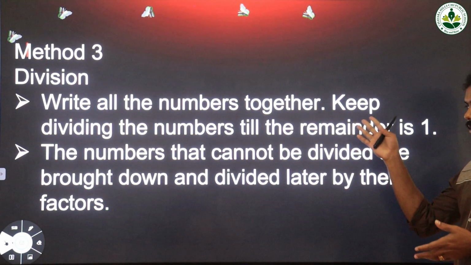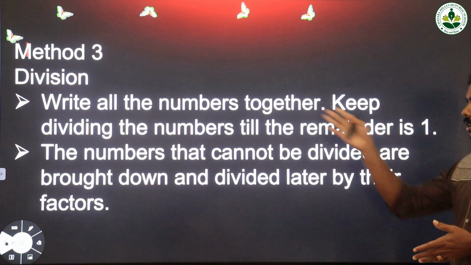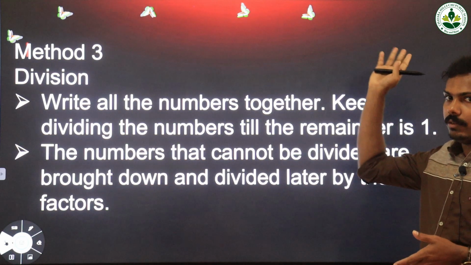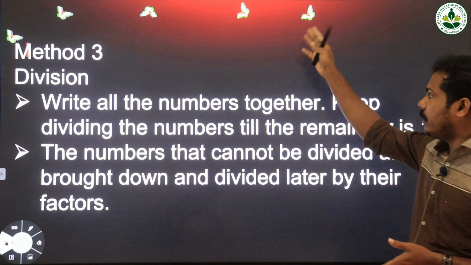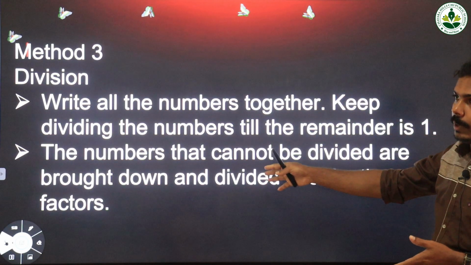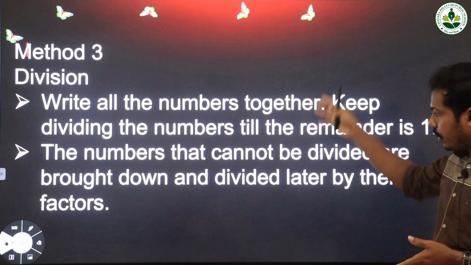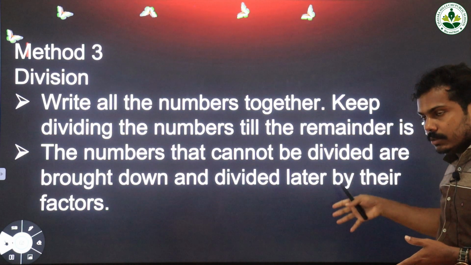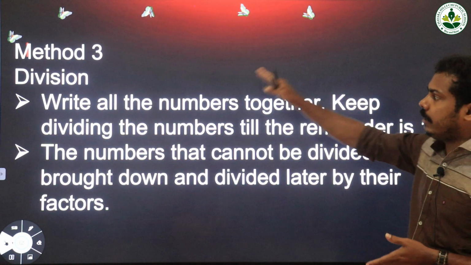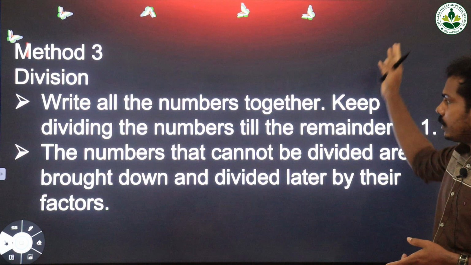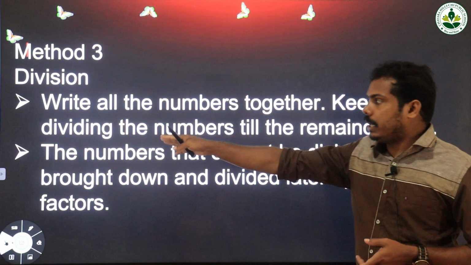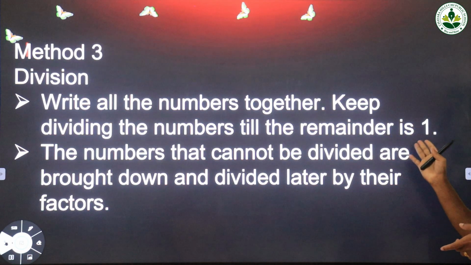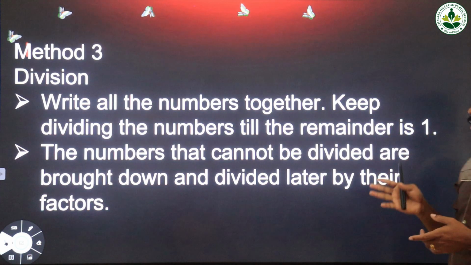We know the same step we used for the prime factorization, write all the numbers together. But here we write all the numbers together. For the prime factorization, first we write one number and find its prime factorization, then write the second number and find its prime factorization, then the third. But here we write all the numbers together. Then keep dividing the numbers till the remainder is 1. We stop only when we find 1.